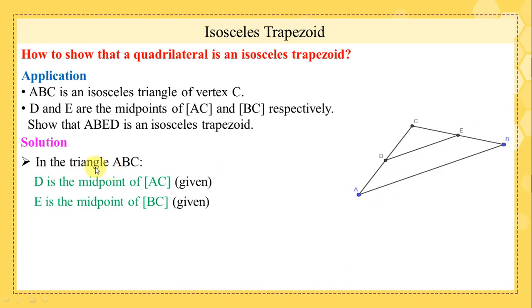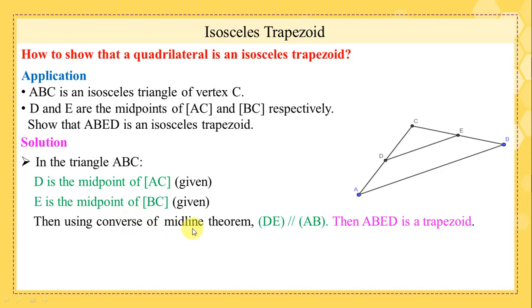In the triangle ABC, D is the midpoint of AC given, E is the midpoint of BC given. Then, using converse of midline theorem, DE is parallel to AB, so ABED is a trapezoid. Now, how to show that this trapezoid is isosceles? We have three ways, but which way is convenient here or applicable here?